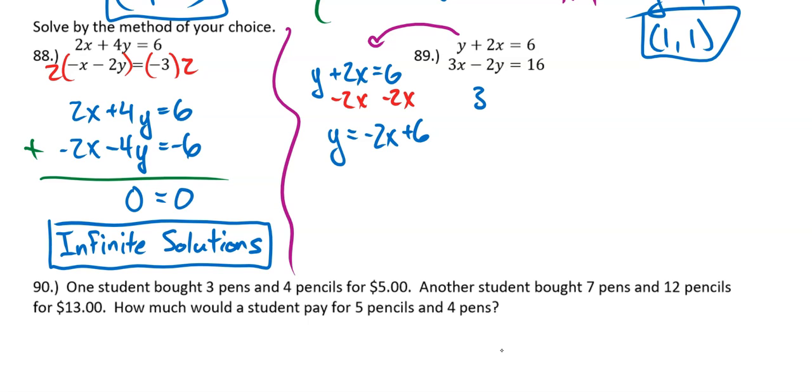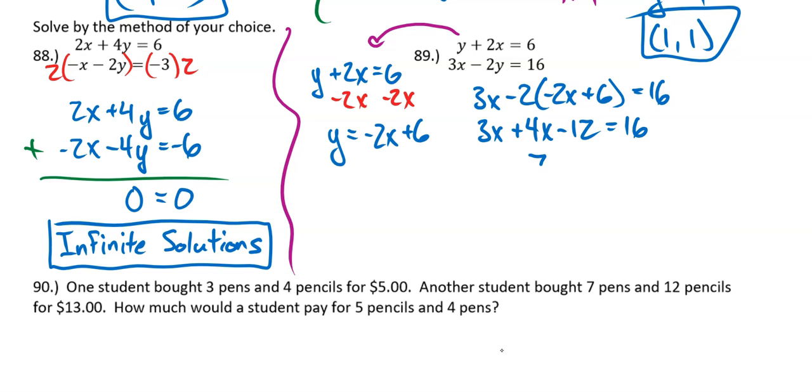And so now I plug that into the second equation, 3x minus 2y, but instead of y, I plug in the -2x plus 6. And now I simplify, I distribute. That's a plus 4x minus 12. I combine like terms. Now I'm going to add that 12 to each side.